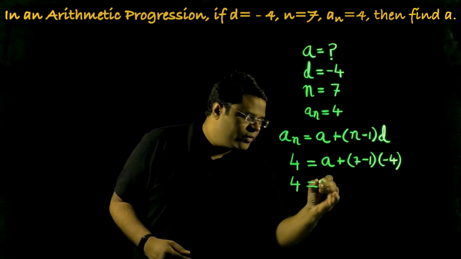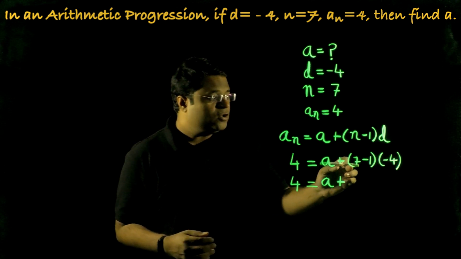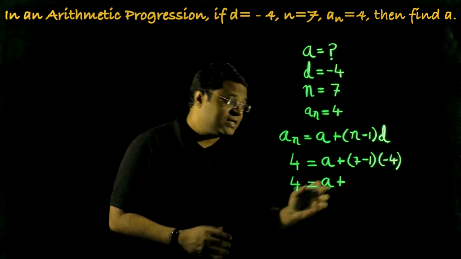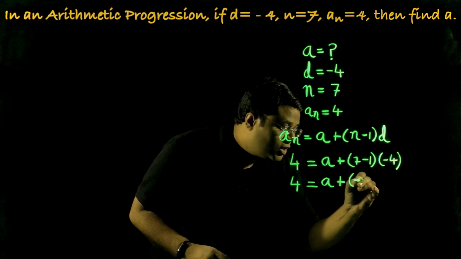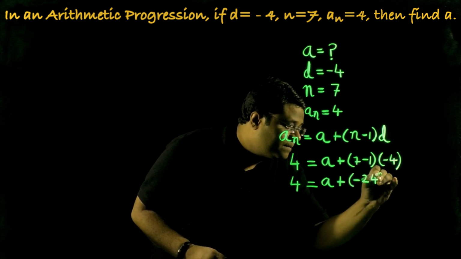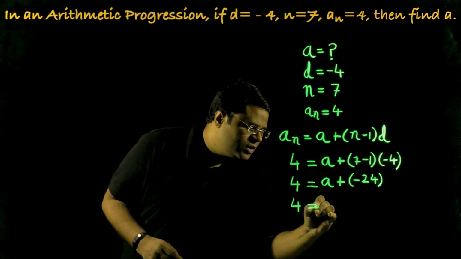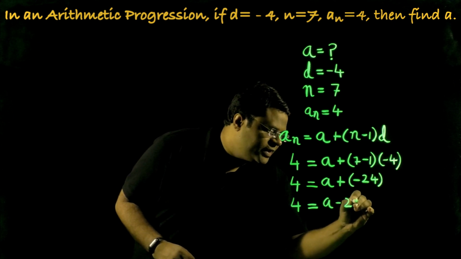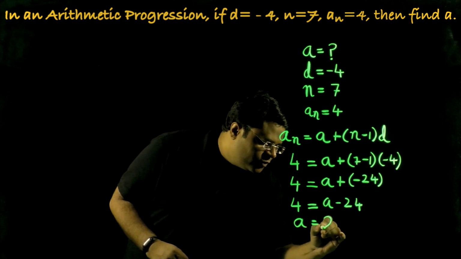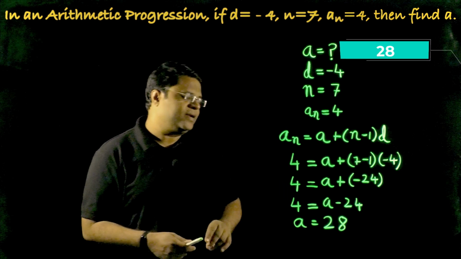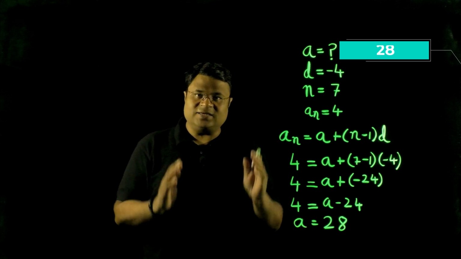Just solve this expression. This is 4. I am going to do a quick calculation here. A plus 7 minus 1 into -4. Now let me do this step directly. You all know 7 minus 1 is 6. 6 into 4, 24. But this is not plus 24, it is minus 24. So here we can say 4 is equal to A minus 24. So A is actually what? 4 plus 24, that is 28. Okay, so 28 is the correct answer.